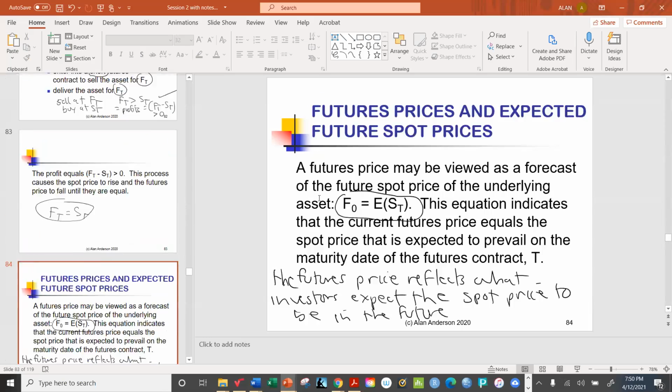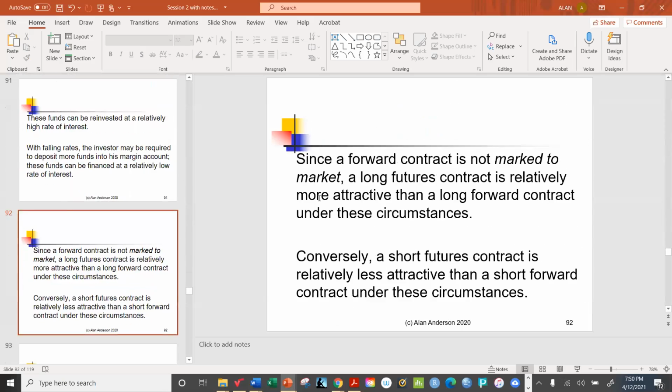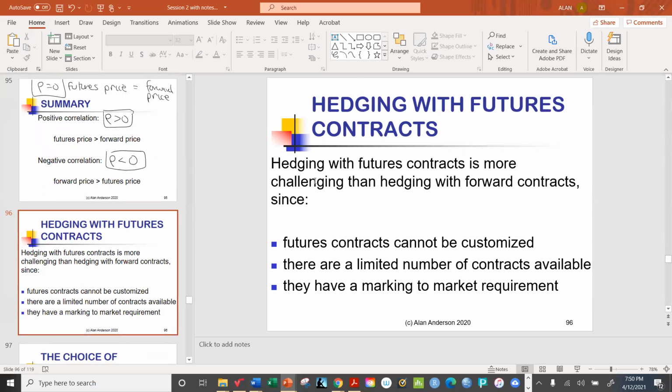So we looked at that. Now, hedging. Hedging with futures contracts obviously is a lot more complicated than with forward contracts because we know that forward contracts can be customized to whatever date we need with whatever asset, with however many units we need. Everything can be customized with a forward contract. It's easy. Not so with futures contracts. Futures contracts cannot be customized. You have to choose whatever is available. There's a limited number of contracts. And of course, they also have that very annoying marking to market requirement, which you do not get with a forward contract.